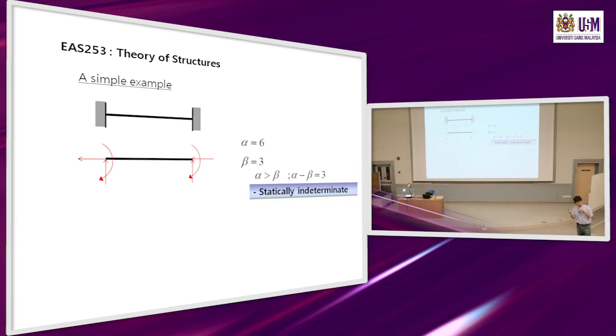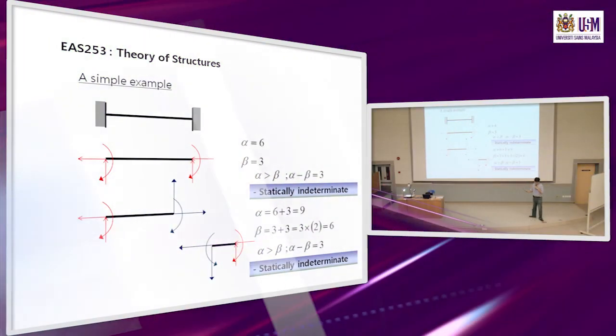Beta is, remember, the number of equilibrium equations. For any one free body diagram that you draw, there are only 3. So this 6 is greater than 3, so this is statically indeterminate. And the degree of statical indeterminacy, alpha minus beta, is equal to 3. Now, alpha minus beta is a positive number. Do not let 3 minus 6 become negative. It must be 6 minus 3. It must be a positive number. So 6 minus 3. The next one is.